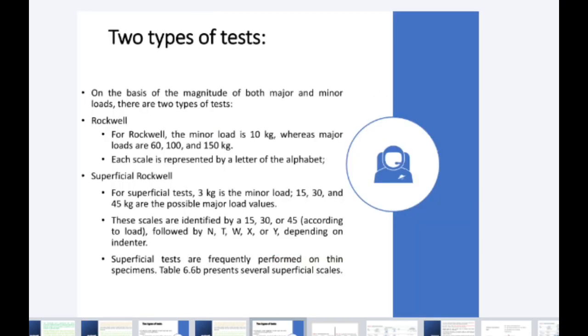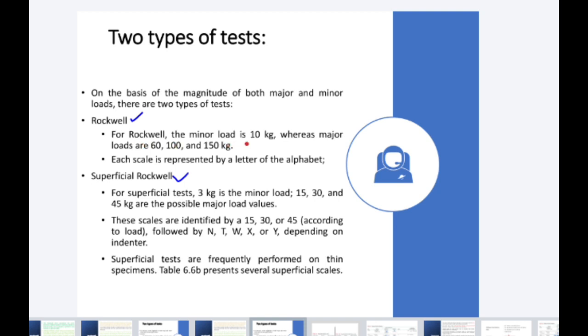That's okay. Now here, we have two types of tests for the Rockwell, right? As I told you, there are different loads, so we have two types of tests. We have not discussed these things in the lab, but here we are discussing. On the basis of the magnitude of both major and minor load, there are two types of tests: one is the Rockwell and the other is the superficial Rockwell.